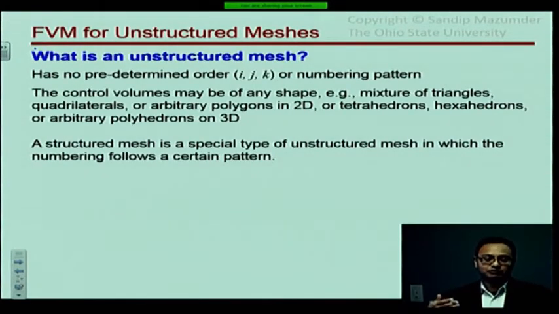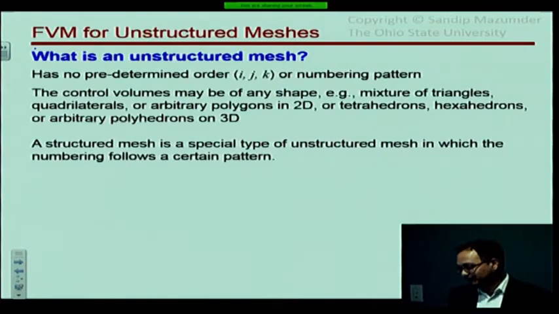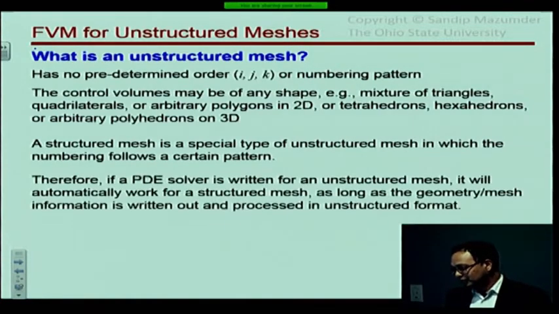If you output it for Fluent, it knows that Fluent has an unstructured solver, so it will output it in unstructured format. Once you read it into Fluent, it may look like a nice structured mesh, but the internal calculations are all for an unstructured mesh. That's what's going on in the background. So a PDE solver written for an unstructured mesh will automatically be able to handle any structured mesh. It's not that whatever work we have done before is wasted.